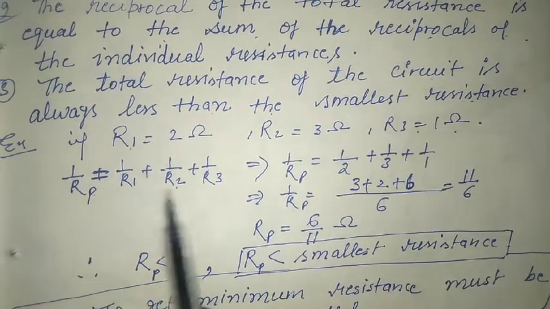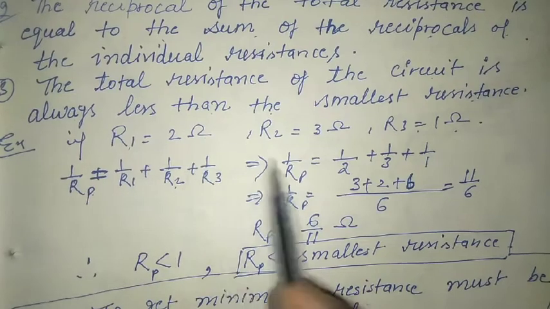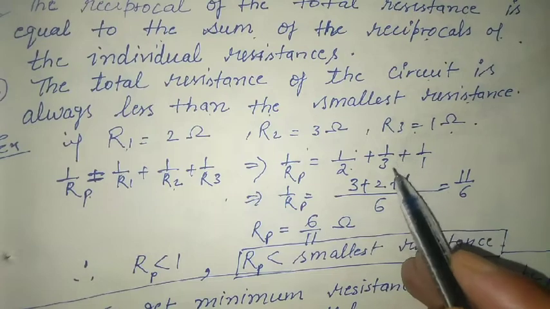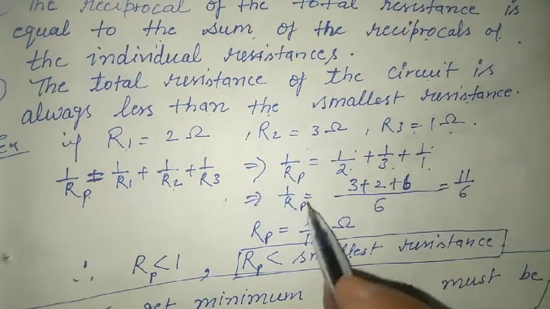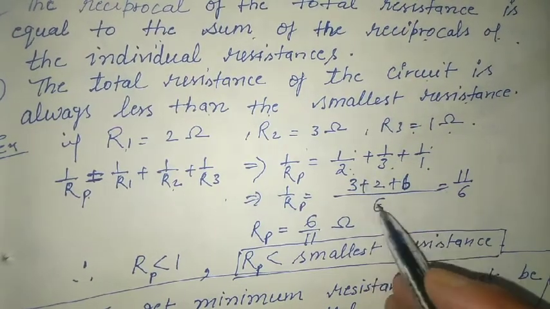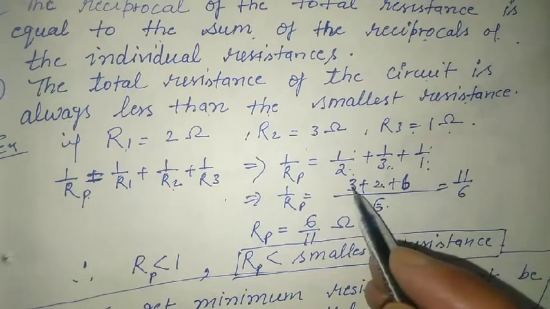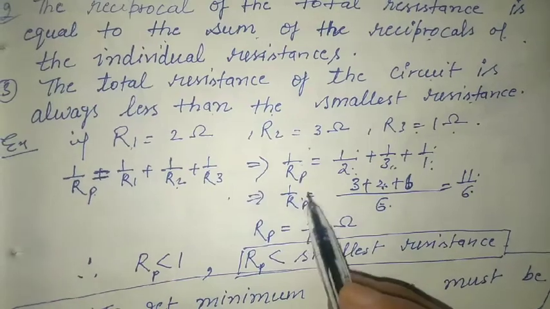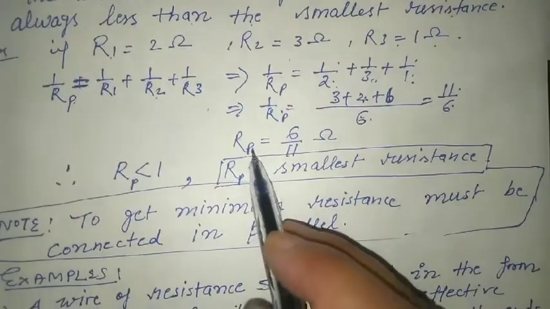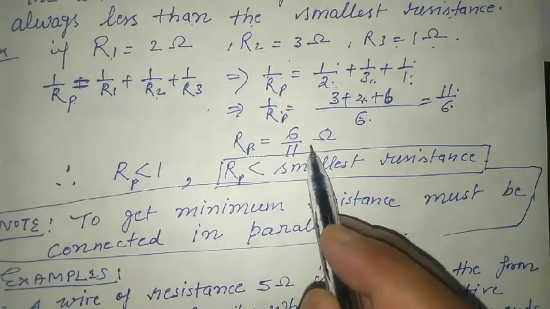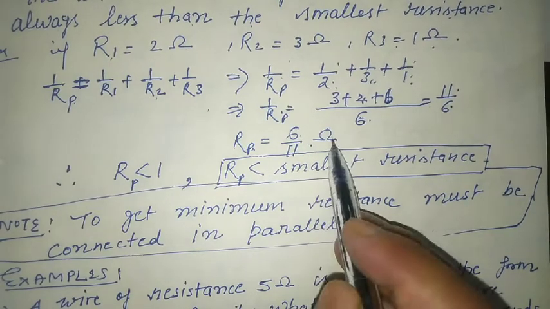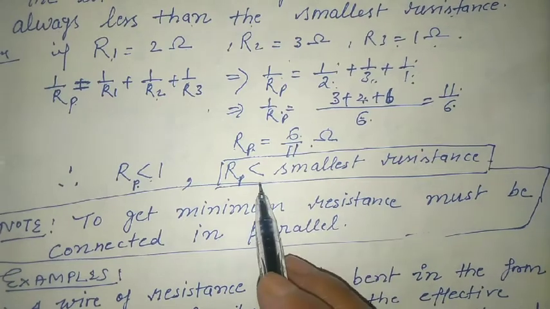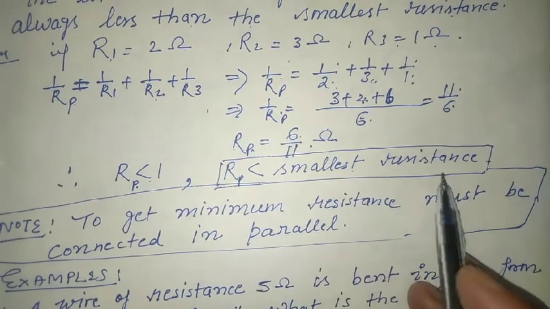Their parallel combination is the reciprocal of the sum of the reciprocals of all the resistances. So 1 upon Rp equals 1 upon 2 plus 1 upon 3 plus 1 upon 1. Taking the LCM, which is 6, 3 plus 2 plus 6 is 11 upon 6. This is 1 upon Rp. At last we have to take the reciprocal again, so Rp is equal to 6 upon 11. We can see here 6 upon 11, Rp is less than 1. So here Rp is less than the smallest resistance.